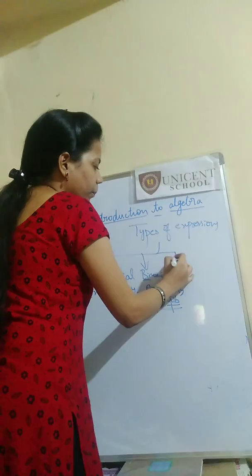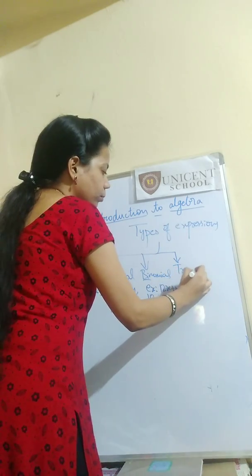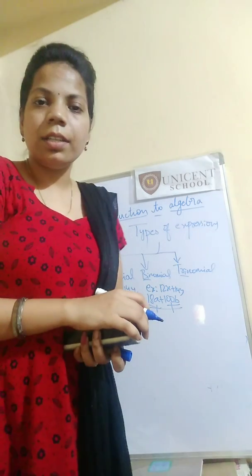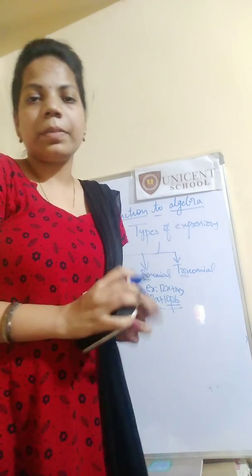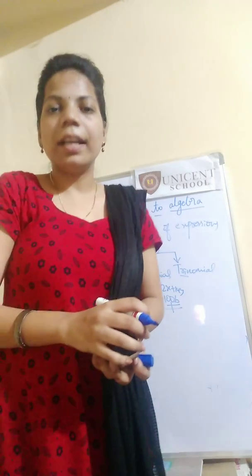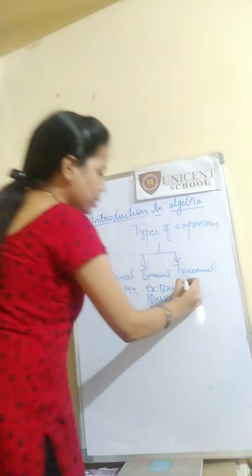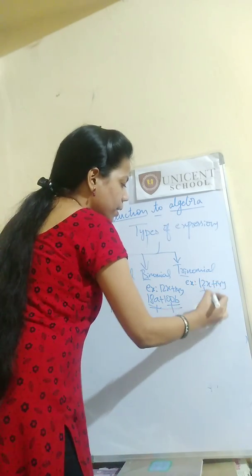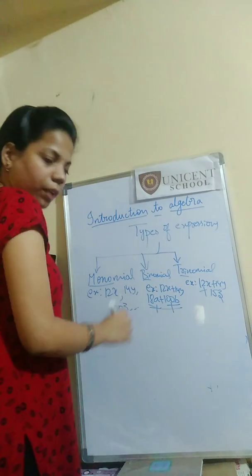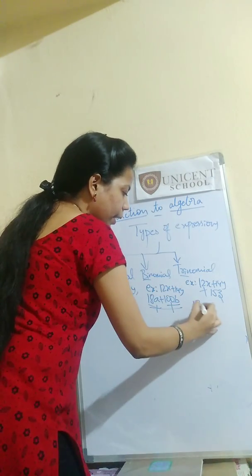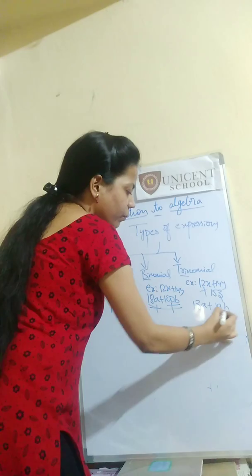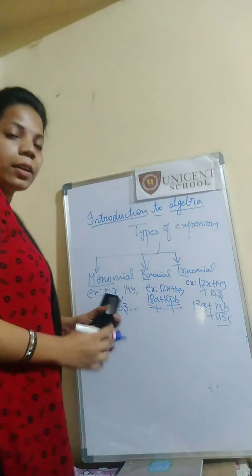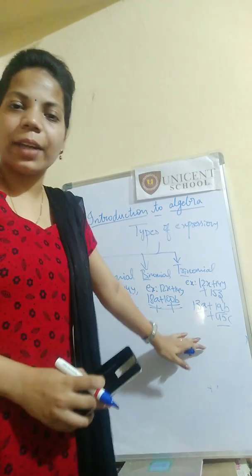Now let us see trinomial. Tri means three. If an expression has three terms in it, then the type of expressions are called trinomials. Examples: 12x plus 14y plus 15z. One more example, 13a plus 19b plus 45c. These have three terms, right? So this type of expressions are called trinomials.